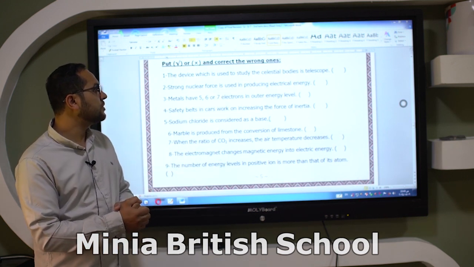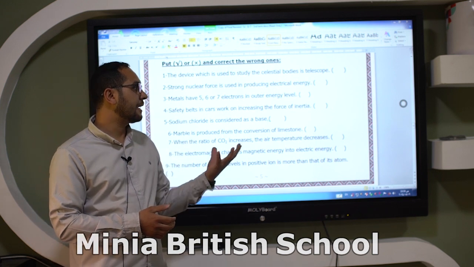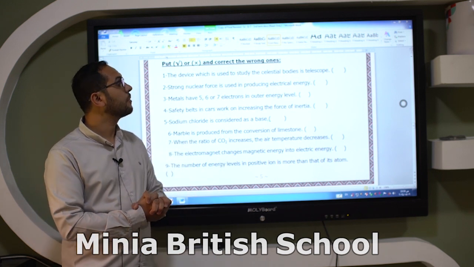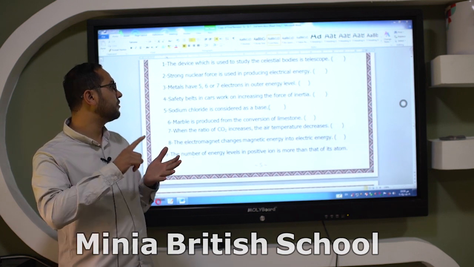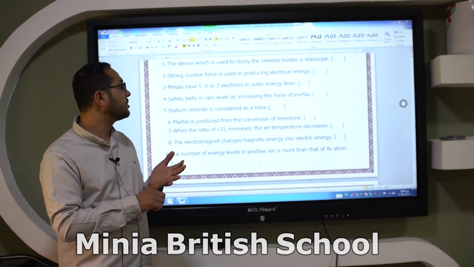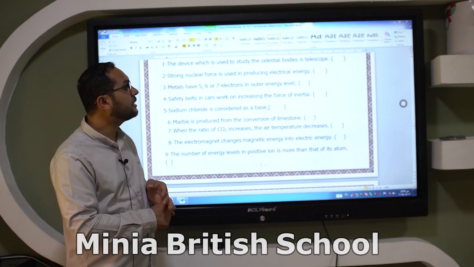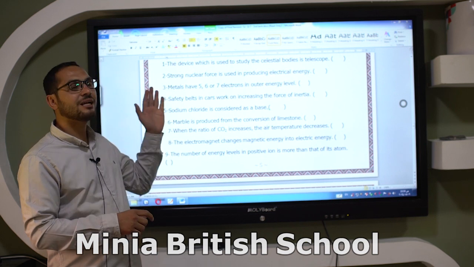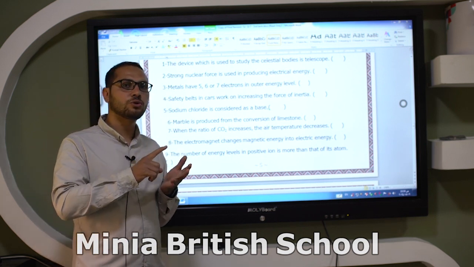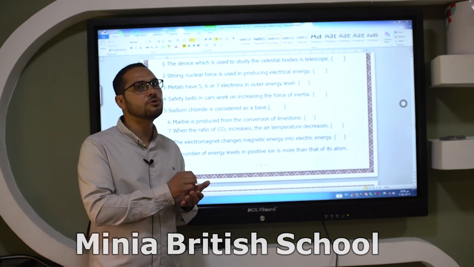Strong nuclear forces are used in producing electrical energy. Yes, this is the correct one. Metals have 5 or 6 or 7 electrons in the outer energy levels. This is wrong. Why? Because metals have 1 or 2 or 3 electrons in the outermost energy level.